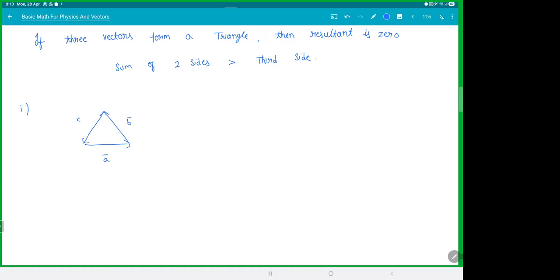A, B, and C. This is 60, this is 60, this is 60. That's not how you measure the angles. You have to put them tail to tail. So this is A bar, this is B bar, and this is C bar. So you have to put the three vectors at an angle of 120 degrees with each other.